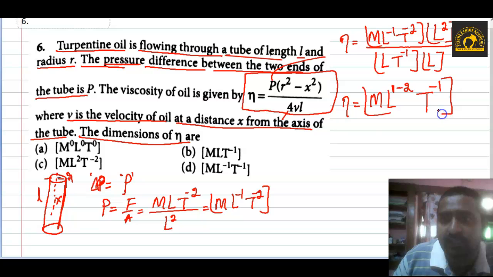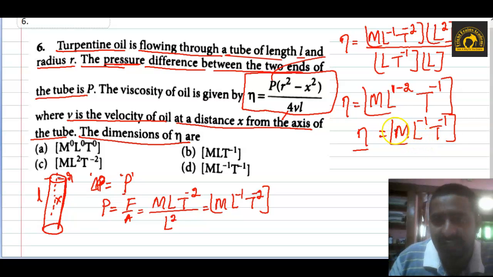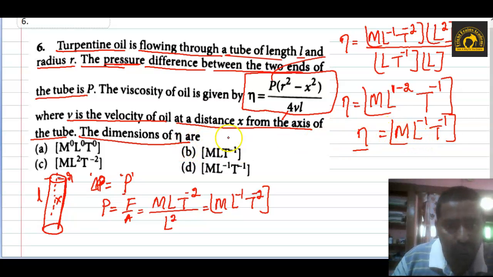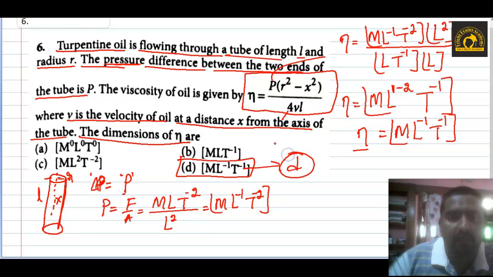So the dimensional formula for eta, the coefficient of viscosity, is M L^-1 T^-1. Which option matches this solution? M^1 L^-1 T^-1, that is option D, the correct answer for this question.